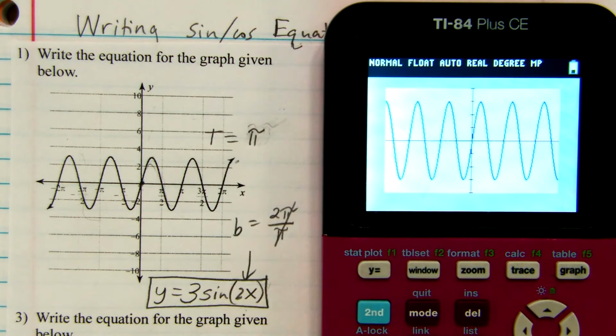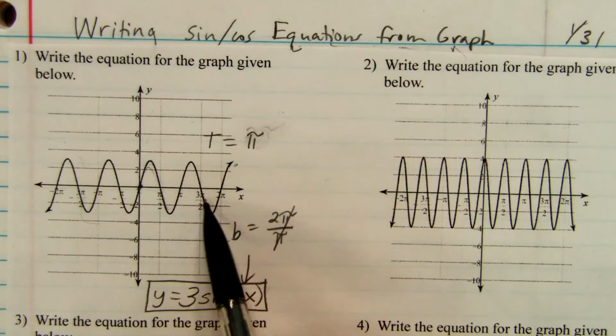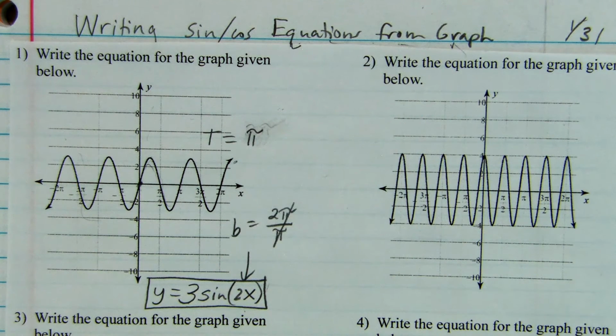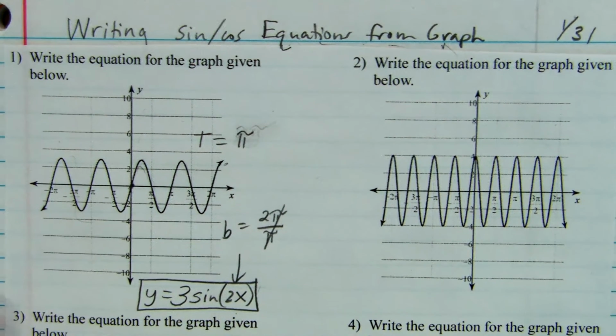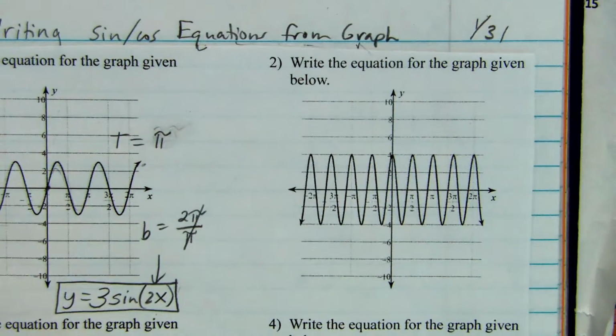It's not perfect because the screen may not be exactly like this. If you're using the calculator, it has to be in radian mode, and you have to do a zoom trig, at least for the first one that you do, to set the window, because it sets it from negative 2 pi to 2 pi, which is what most of these are set up to do. Okay, just an option. Let's look at number 2.